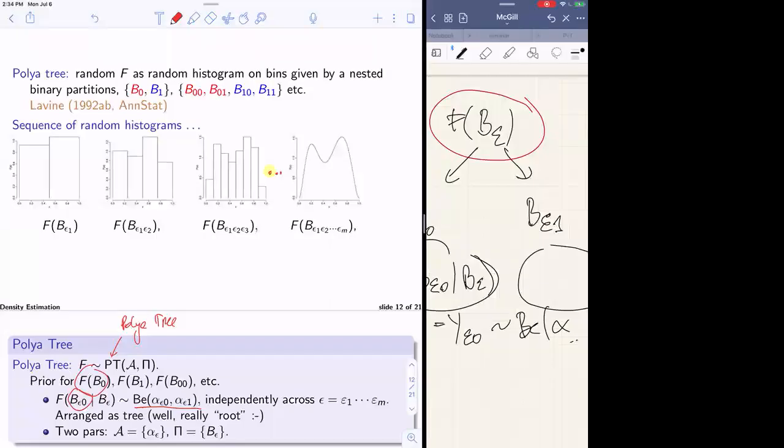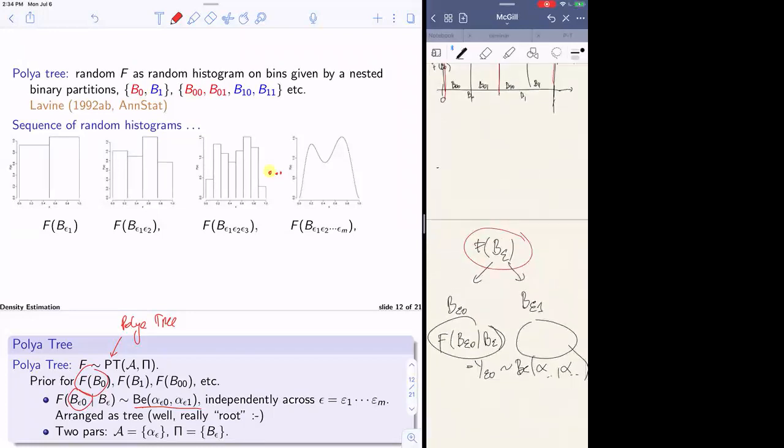So back to the slide. We can define that infinite sequence of refined histograms. I can define that infinite sequence of random histograms just by drawing beta distributed conditional probabilities of going left and right. That's it. That's a very simple definition.